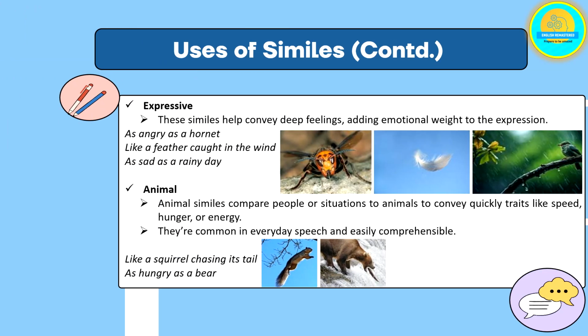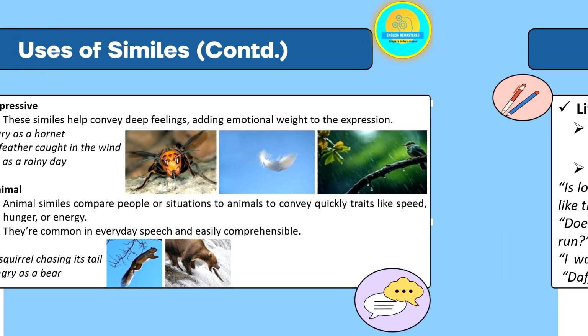Expressive. These similes help convey deep feelings, adding emotional weight to the expression. As angry as a hornet, like a feather caught in the wind, as sad as a rainy day. Animal. Animal similes compare people or situations to animals to convey quickly traits like speed, hunger, or energy. They are common in everyday speech and easily comprehensible, like a squirrel chasing its tail, as hungry as a bear.